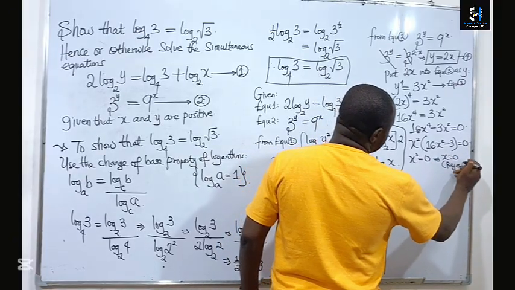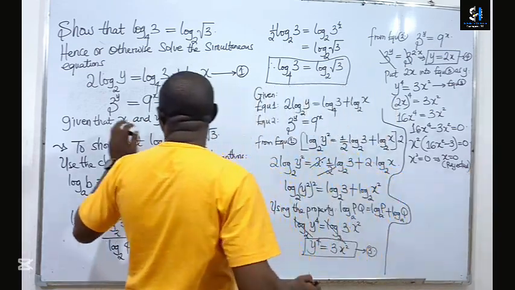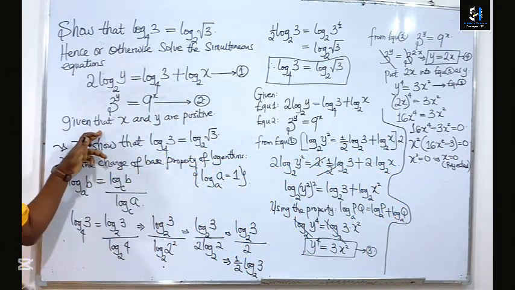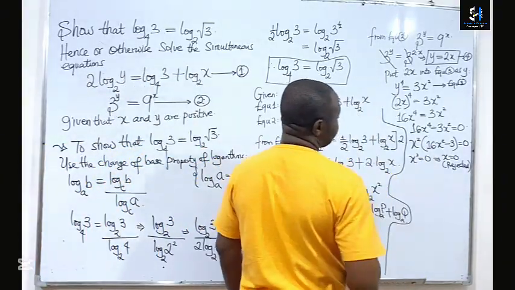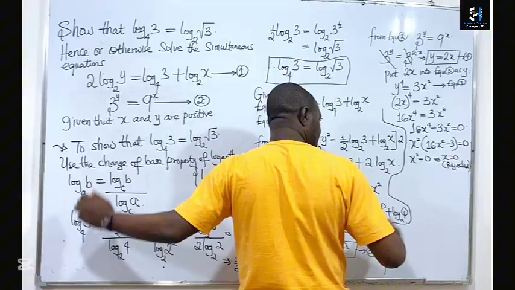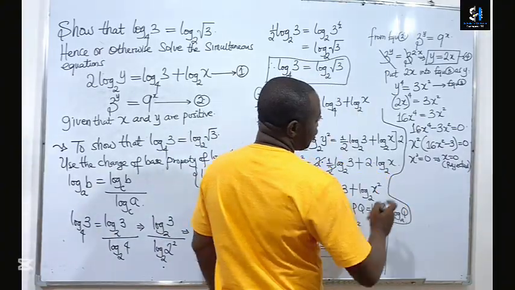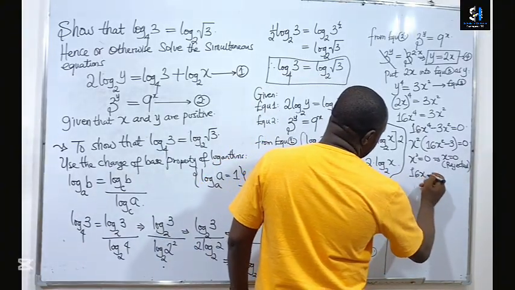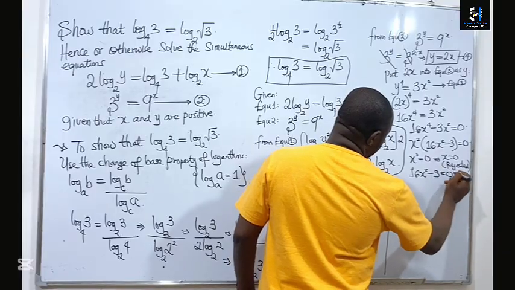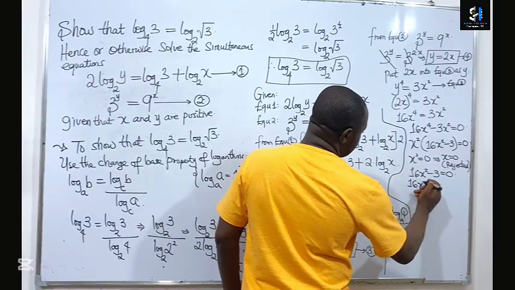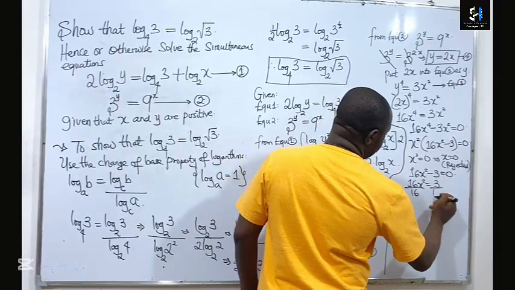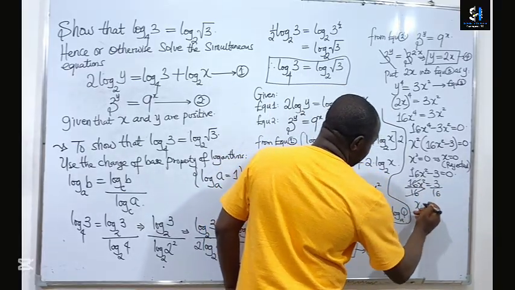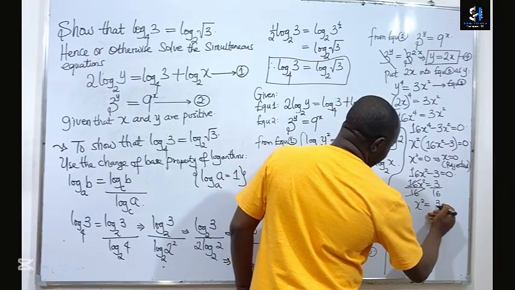Of course, this will be rejected. x equals 0 is not a solution. Apart from this, all right, we have 16x squared minus 3 equals 0, so that 16x squared equals 3. Dividing both sides by 16, x squared equals 3 over 16.